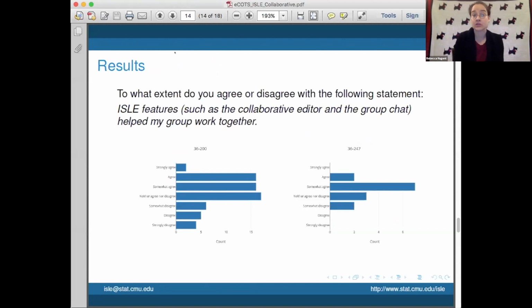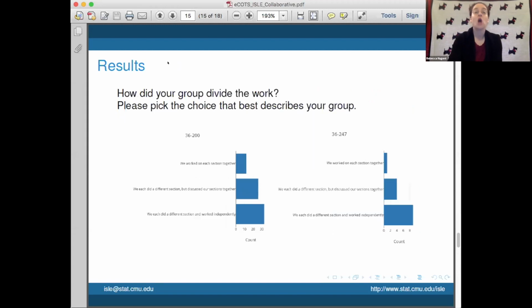So we asked them, are the collaborative editors and the group chats helpful? And they did say that they somewhat agreed. Some of them said they somewhat disagreed, and we'll see why in a second. Oh, sorry, first, how did the group divide the work? Very often they just did their different section and worked independently. They did a different section, but they discussed their sections together. It's of course hard to know if that's because we're in remote learning or if that's what they're going to do anyway. So follow-up experiments, particularly as we navigate this new landscape, I think will help us learn more there.